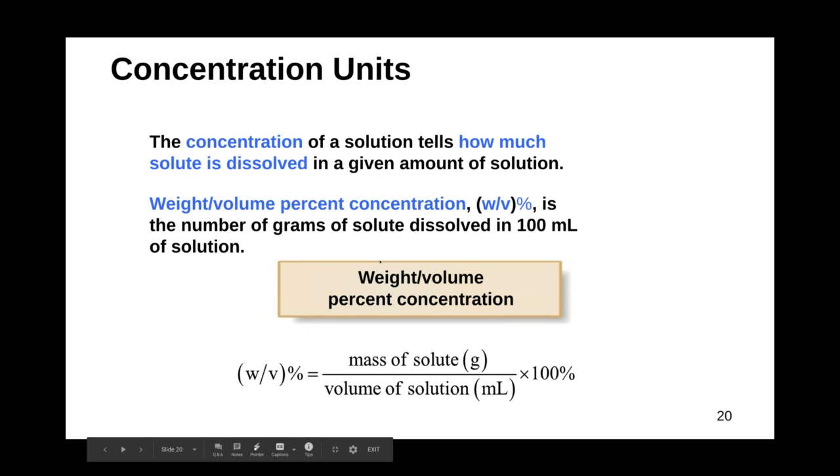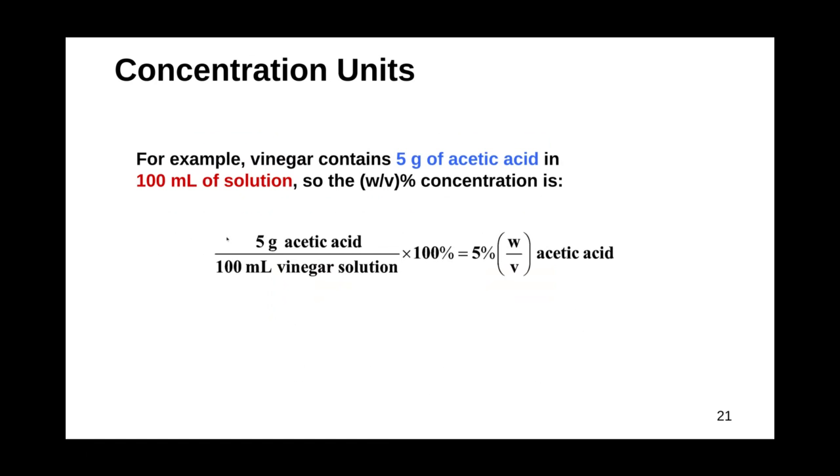So this is our weight to volume percentage. How much weight do we have dissolved in a given amount of a solution? So for example, vinegar itself contains 5 grams of acetic acid, which is gross, in 100 milliliters of a solution. So our weight to volume percentage concentration is 5 grams divided by 100 milliliters times 100%, thus giving us 5% weight to volume.